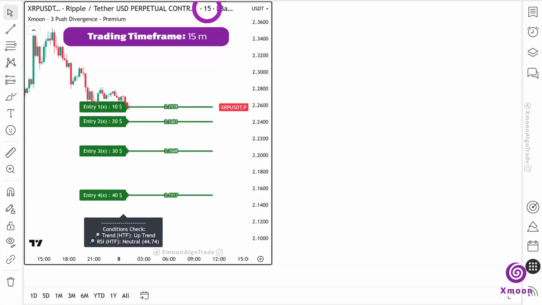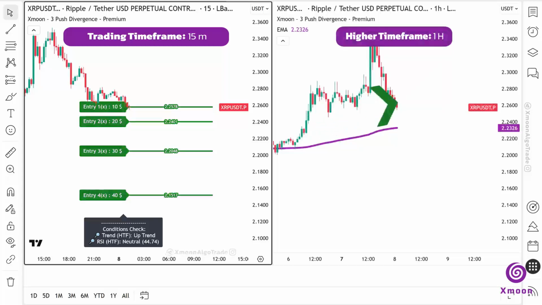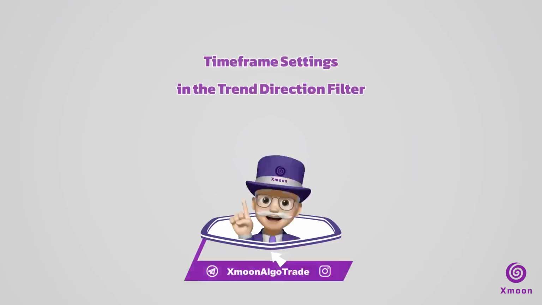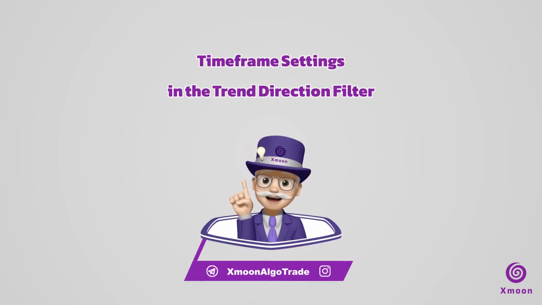In this manner, without the need to alter the chart's time frame or incorporate any additional indicators, we are able to observe within the very same current time frame of the chart the prevailing trend direction of a higher time frame. And should the observed pattern align harmoniously with both the trend and that higher time frame, we can then proceed to enter a trade with a considerably greater degree of confidence. This involves setting the time frame within the filter designed for trend direction assessment.